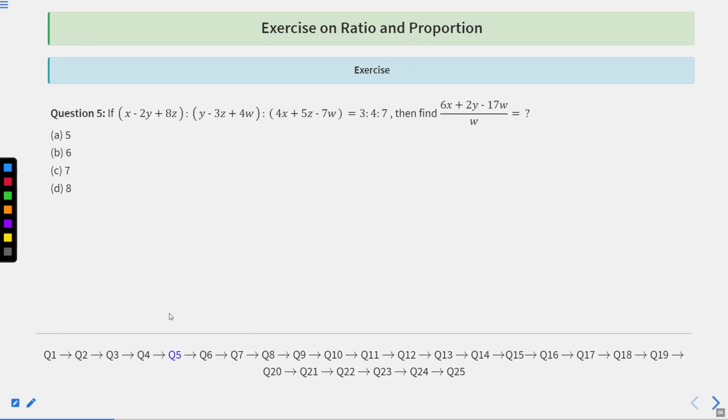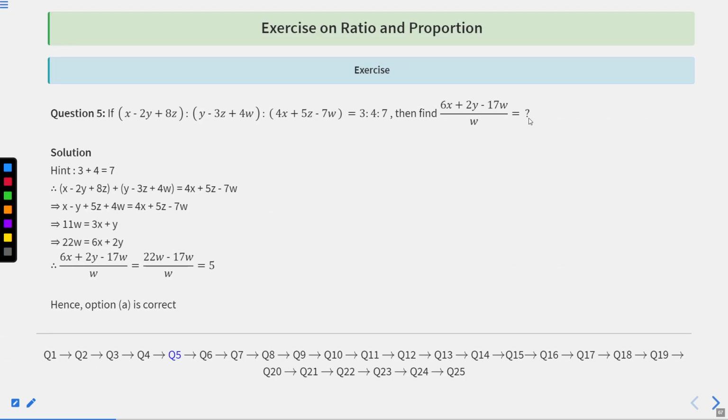Now, question number 5. If x minus 2y plus 8z is to y minus 3z plus 4w is to 4x plus 5z minus 7w is equal to 3 is to 4 is to 7. So we have this value. Then we are to find 6x plus 2y minus 17w upon w equal to what? The solution. So here we are provided a hint that 3 plus 4 equal to 7.